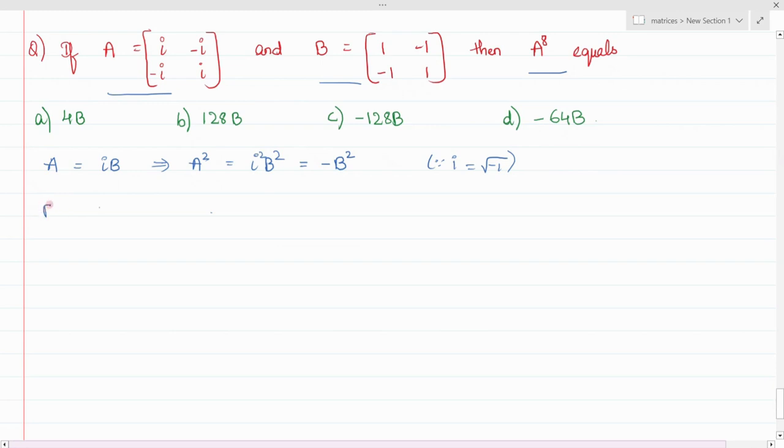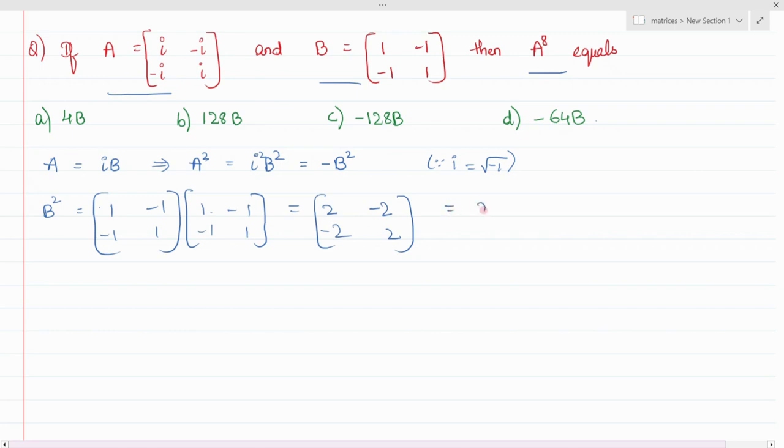Now let us first calculate B square. That is [1, -1; -1, 1] into the same thing, [1, -1; -1, 1]. So when you multiply it, you will get 1 plus 1, 2, minus 1 minus 1, minus 2, and 2 over here. Take 2 common. The leftover part is nothing but again the B matrix. So B square is nothing but 2B. From here we can write A square as minus 2B.